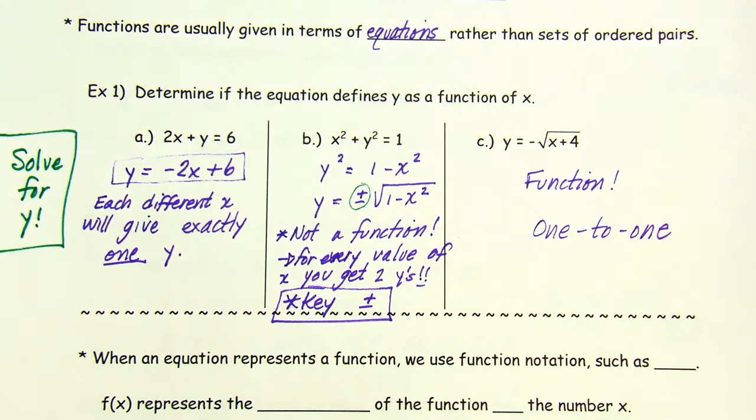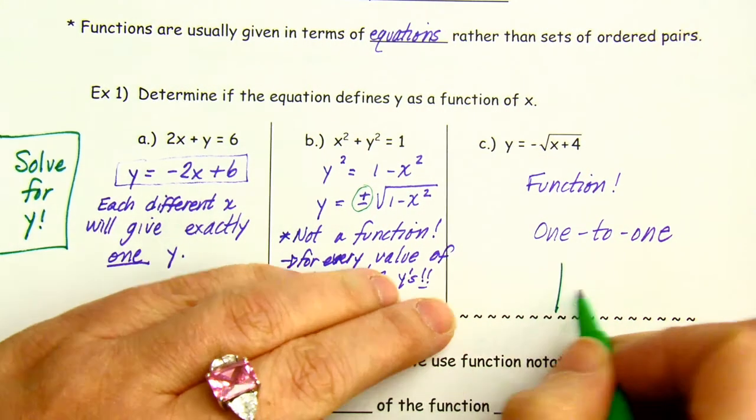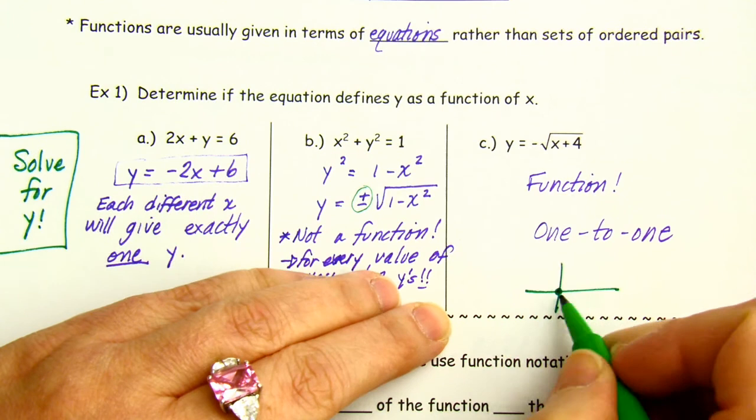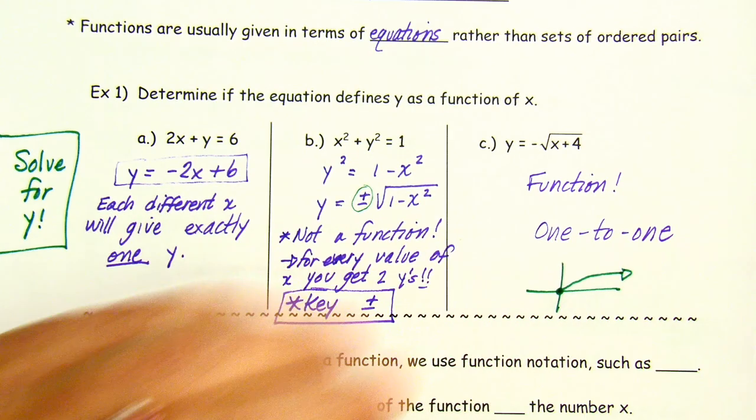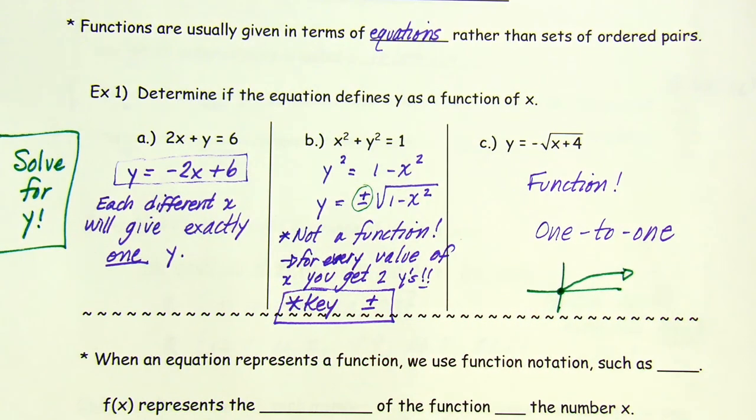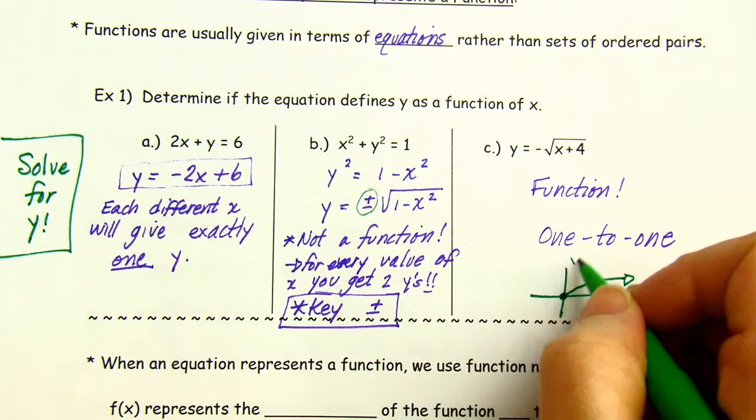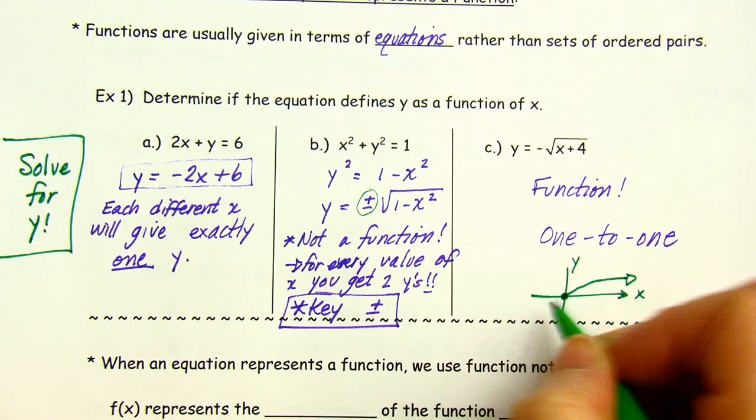And if you're not already familiar with what the square root function looks like on the coordinate plane, the basic square root function is going to take on this shape. And so that itself does pass the vertical line test.